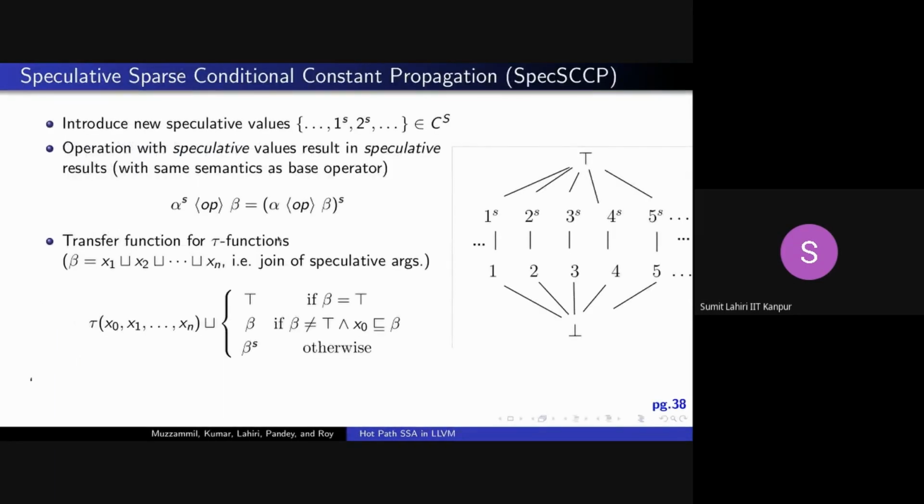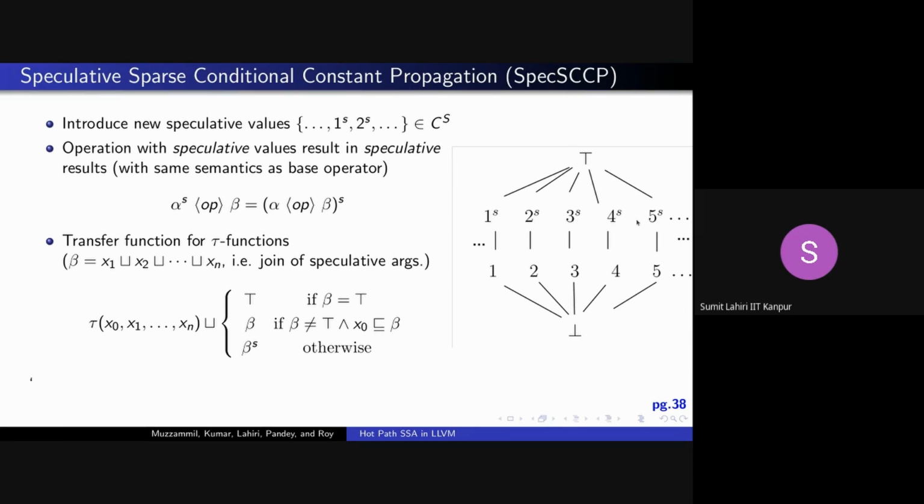So coming back to the speculative SSCP form, the difference from standard constant propagation is that in constant propagation, you would only have the bottom, top, and the constants. I am showing the lattice that is used for the data flow analysis in the case of speculative SSCP. In speculative SSCP, we introduce new speculative constants. These are constants that are marked with the S sign on top. So 1s, 2s, 3s, 4s.